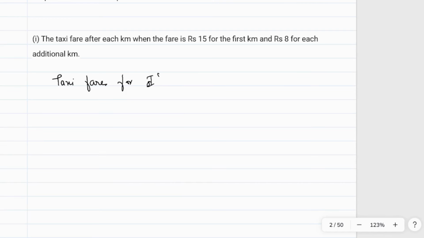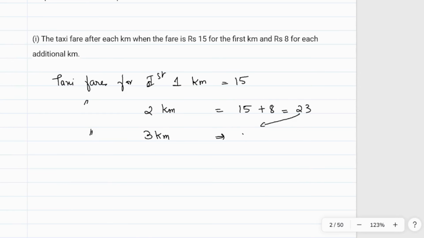for the first 1 kilometer. How much is it? It is 15. Then the taxi fare for the second kilometer: after the 15 there is one more kilometer, so we put the 8, which is equal to 23. For the third kilometer, to this 23 we again add the 8. So how much will we get? It is equal to 31.